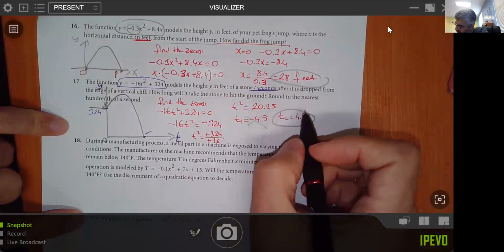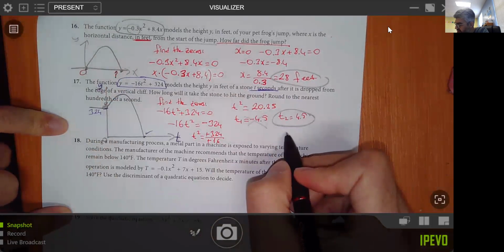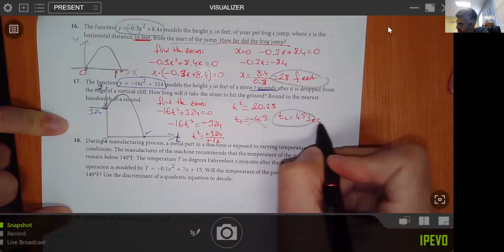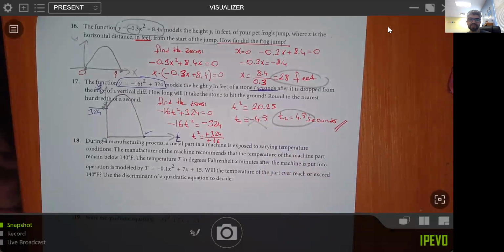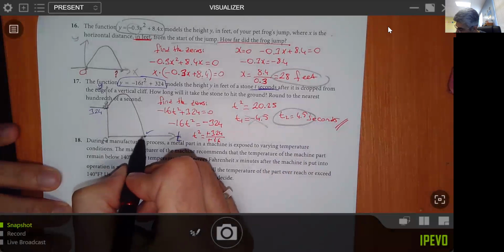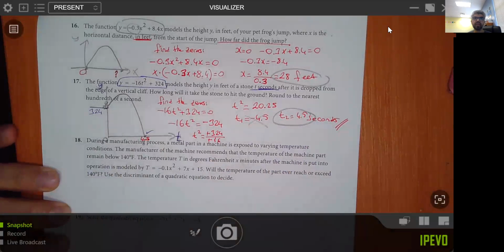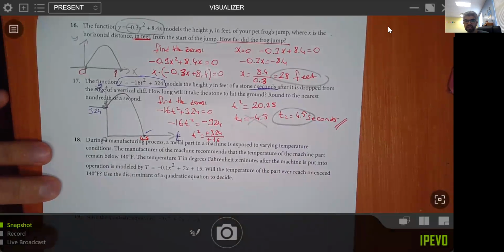Round to the nearest hundredth of a second. It's okay. It's already 4.5. It's 4.5 seconds. Yeah, we should write the unit too. Is it clear? So that is here, this point, 4.5. Is it clear? Next question. Are you ready for the next question?